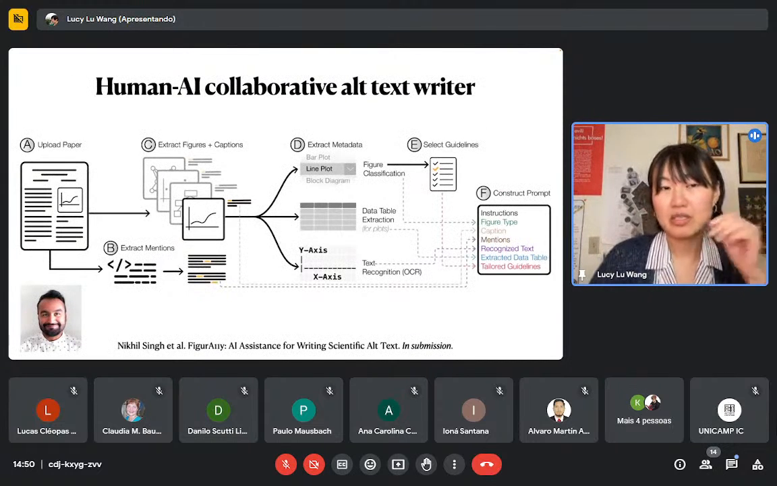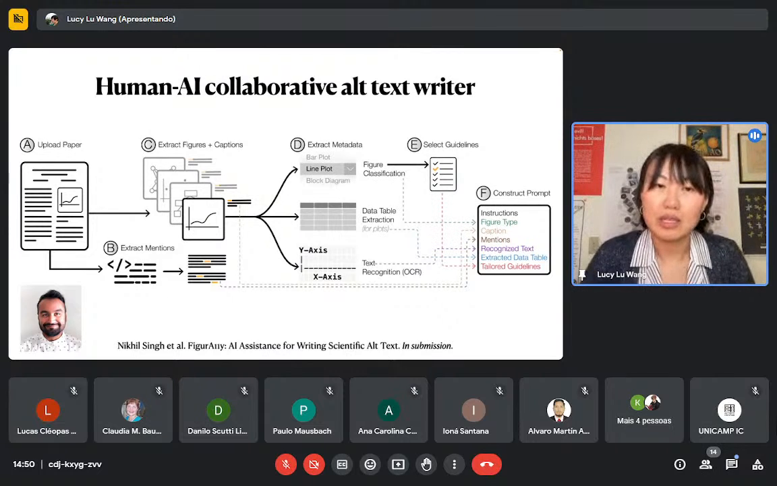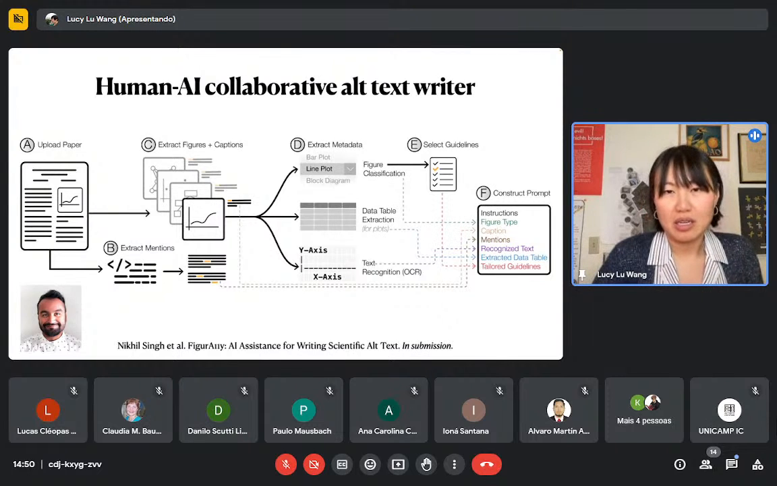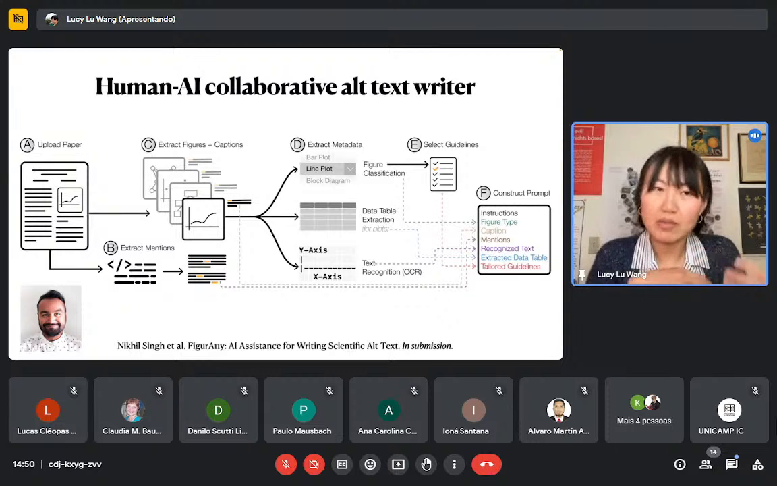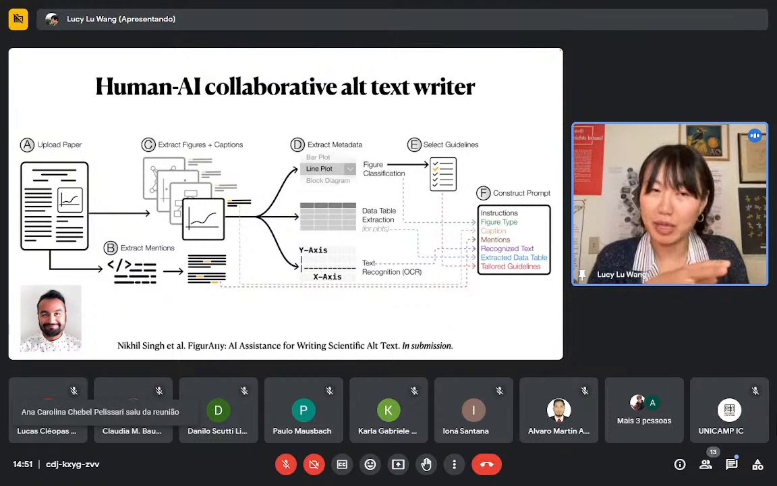So in response to this, we addressed this issue of difficult alt text writing in recent work that's led by my AI2 intern, Nikhil Singh. Here we introduce a human-AI collaborative alt text writer. So the writing assistant operates like this. A user first uploads a paper into our system that's more or less complete. We extract the figures, the figure captions, as well as the textual mentions and descriptions of each figure from the paper.